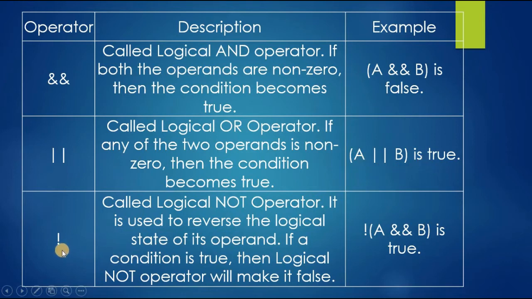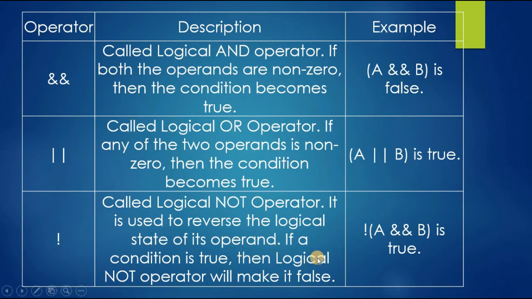The third operator is the NOT operator, which is denoted by the exclamation mark. It is called the logical NOT operator, and it is used to reverse the logical state of its operand. If a condition is true, then the logical NOT operator makes it false. It means if the condition's answer is true, then the NOT operator will convert it into false.